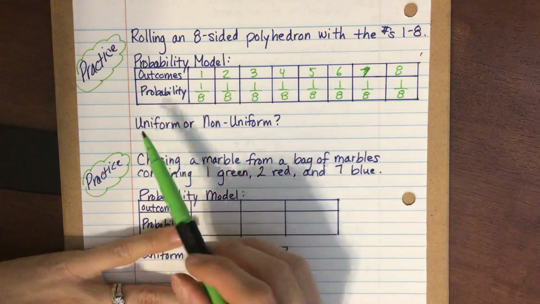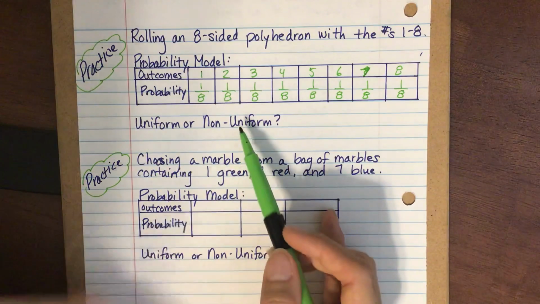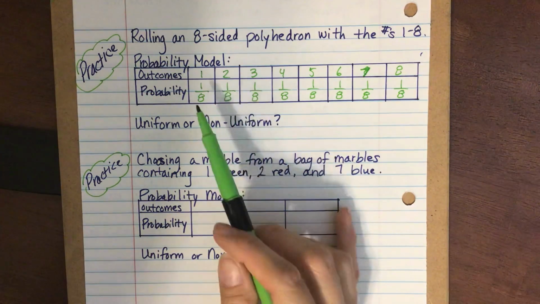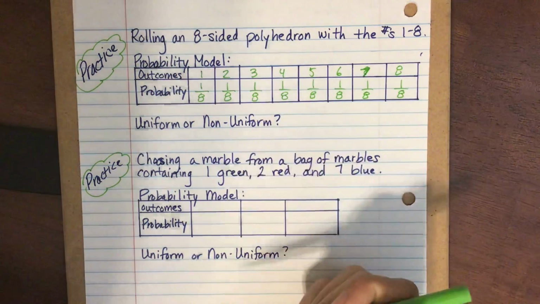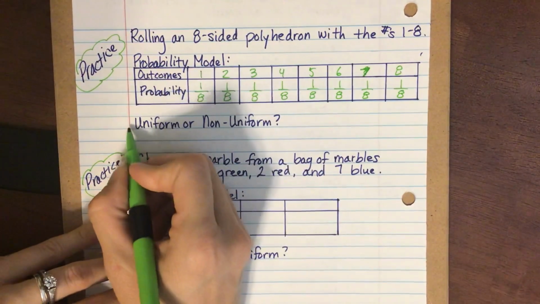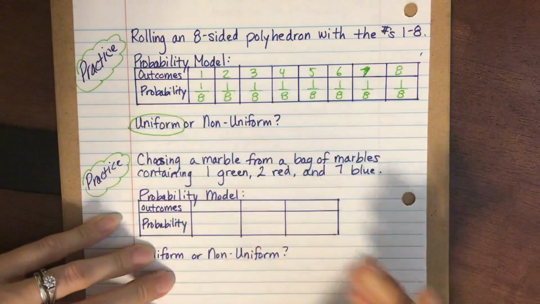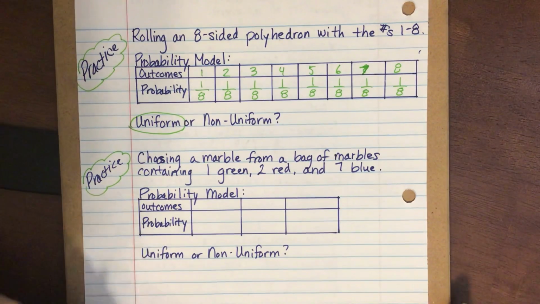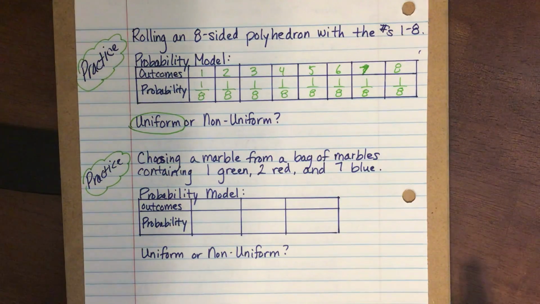Okay, now we need to decide whether this is uniform or non-uniform. So think about it. Do they all look the same? Yes, they do. So this would be uniform. They are all the same. Now let's look at the next one.